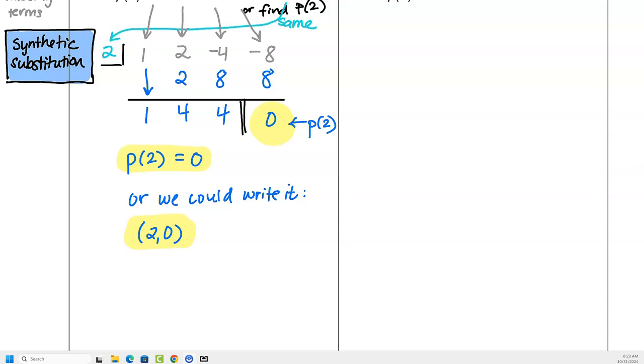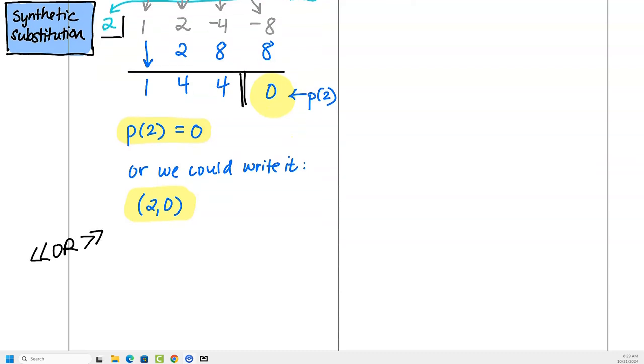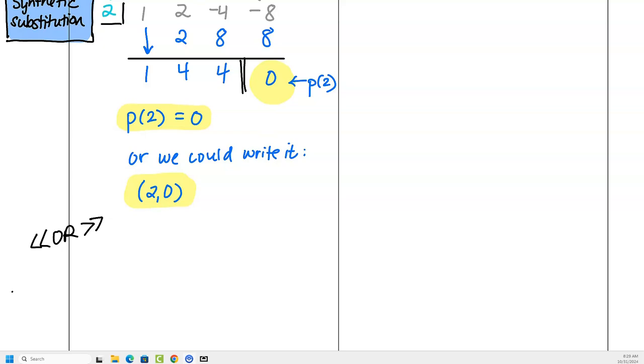And then down below here, I'm going to do now direct substitution. So I'll do it here.